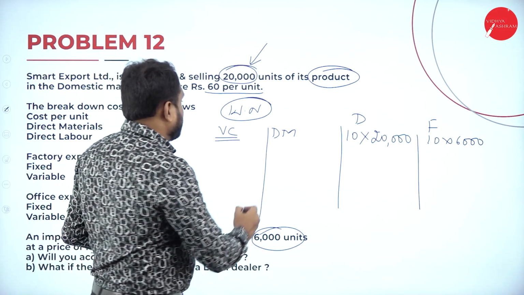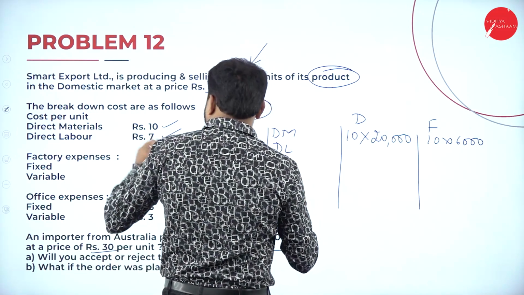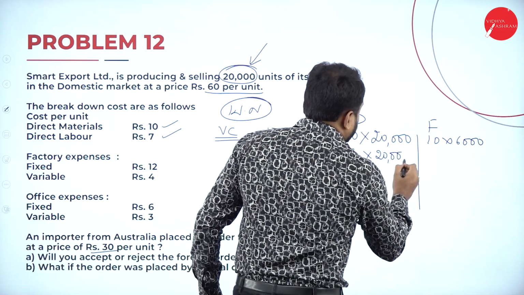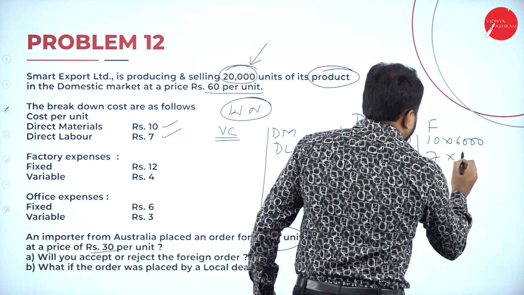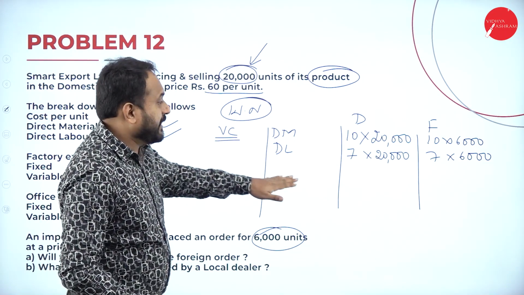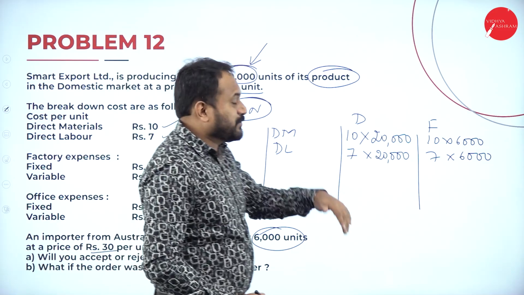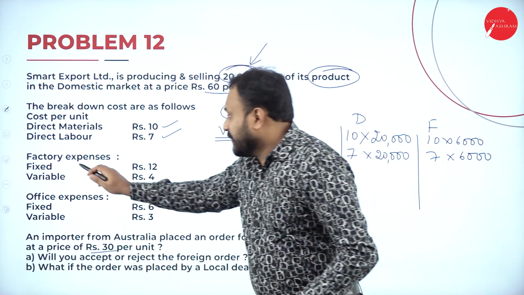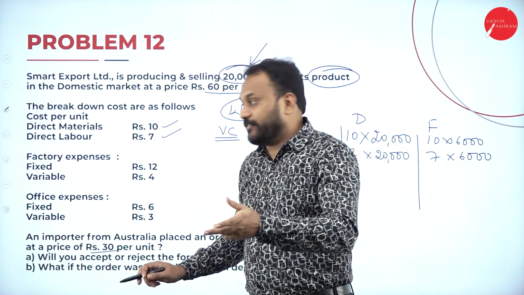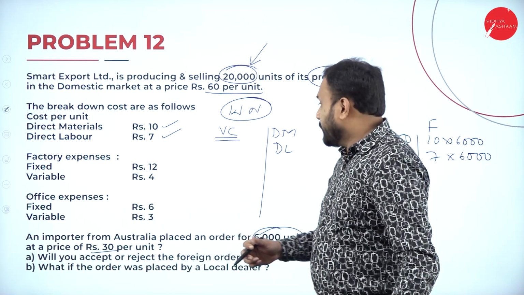Next is direct labor. How much is it? It is 7. 7 into 20,000. Here 7 into 6,000. So this is my direct material and direct labor. Next we have factory expenses and office expenses. We have semi-fixed and semi-variable. We'll do it later. Now understand.